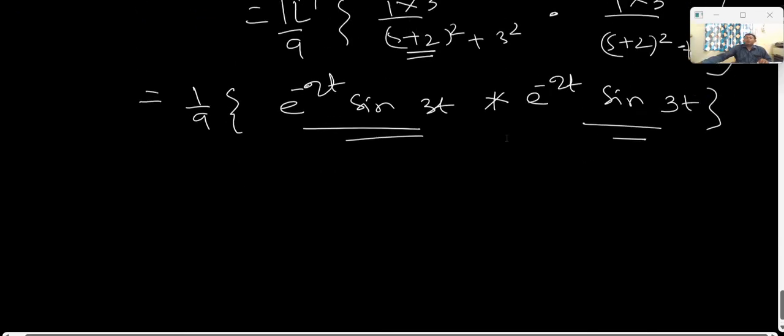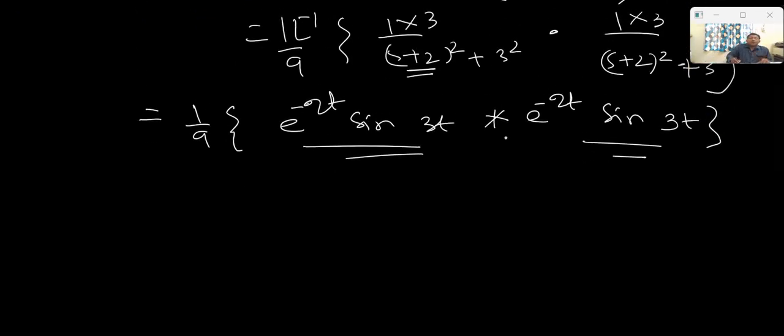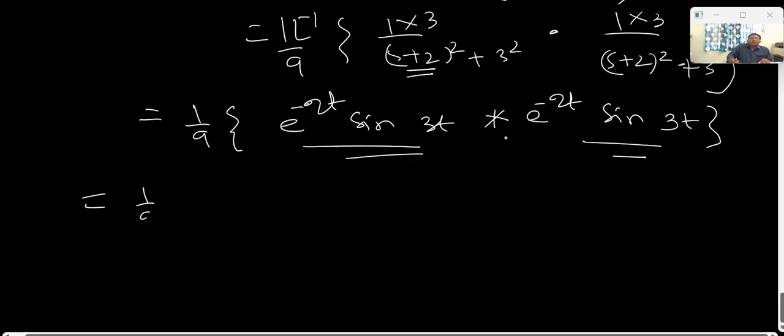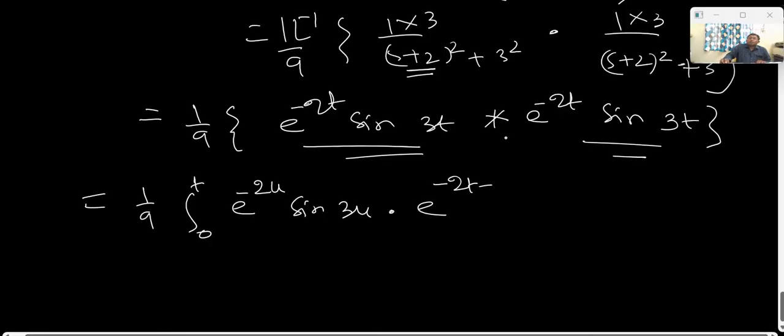So this will give you 1 by 9 integral 0 to t e to the power minus 2u sine 3u into e to the power minus 2t plus 2u, where t is replaced by t minus u, sine 3t minus 3u du, right? Now if you add the powers, this 2u will be cancelled here, is it not? Now here e to the power minus 2t becomes a constant.